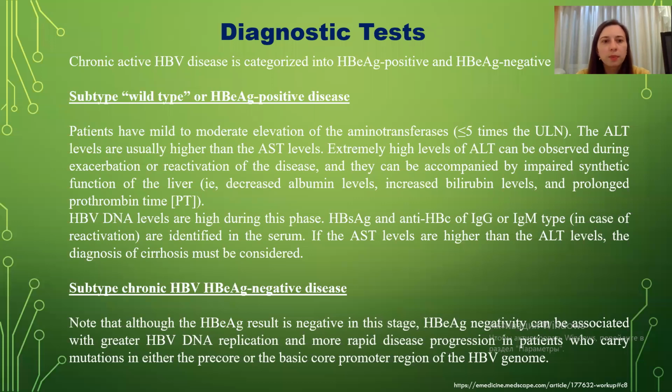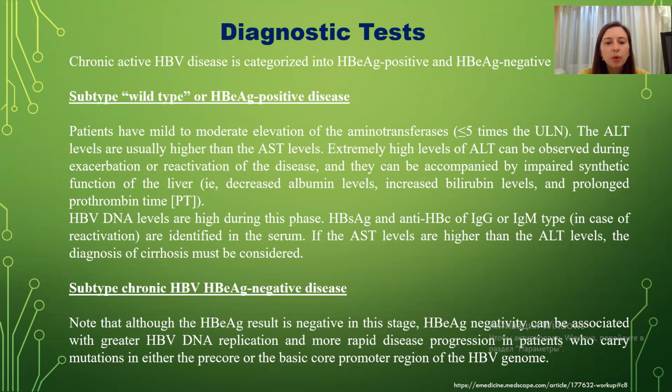So, diagnostic test. Chronic active HBV disease is characterized into HBe antigen positive and HBe antigen negative disease. Subtype wild type of HBe antigen positive disease: patients have mild to moderate elevation of the aminotransferases. The ALT levels are usually higher than AST levels. Extremely high levels of ALT can be observed during exacerbation or reactivation of the disease, and they can be accompanied by impaired synthetic function of the liver.